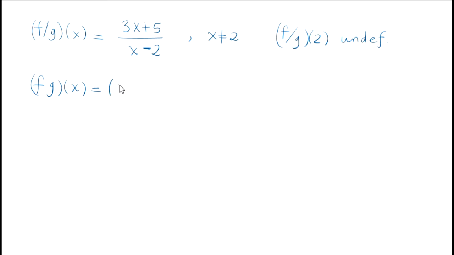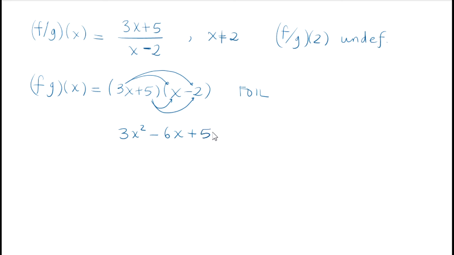Or let's say you want to find fg of x. That's going to be the product, so it's going to be 3x plus 5 multiplied by x minus 2. You can use FOIL. Multiply the first terms, the outer terms, the inner terms, and then the last terms. So we get 3x squared from the first terms, then minus 6x, then plus 5x from the inner terms, and then minus 10. You can combine these two, so that's going to be 3x squared minus x minus 10. So this is how you do algebraic multiplication, division, addition, and subtraction.